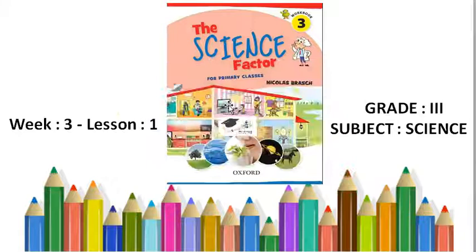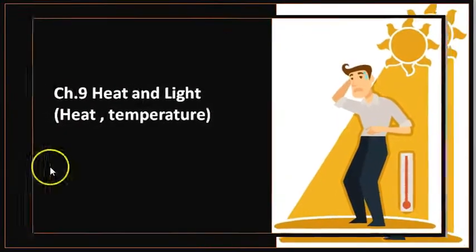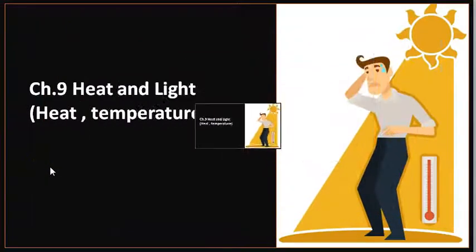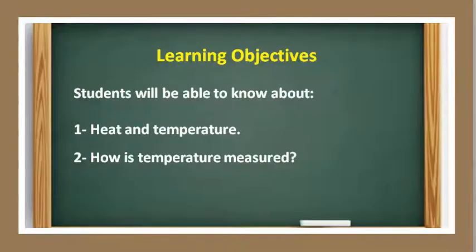This is the title page of your book and lesson number 1 of unit number 9, Heat and Light. By the end of this lecture, we'll cover the following learning objectives: heat and temperature, and how temperature is measured.